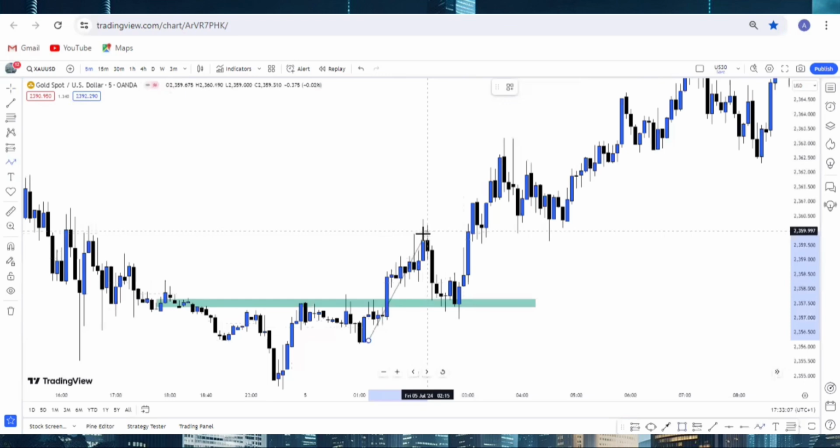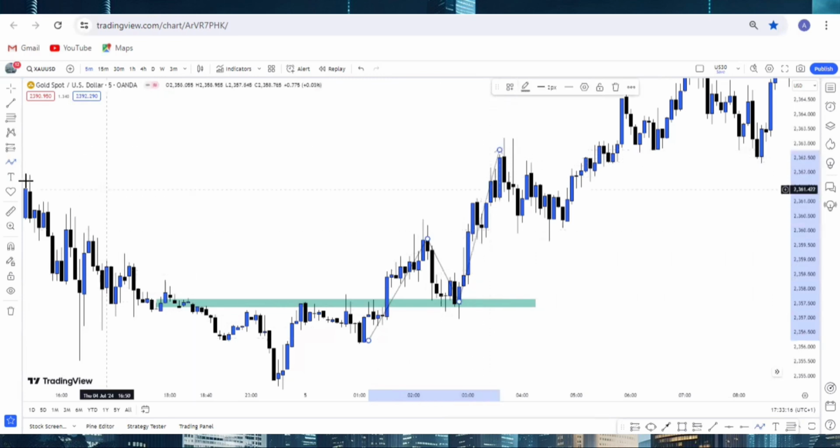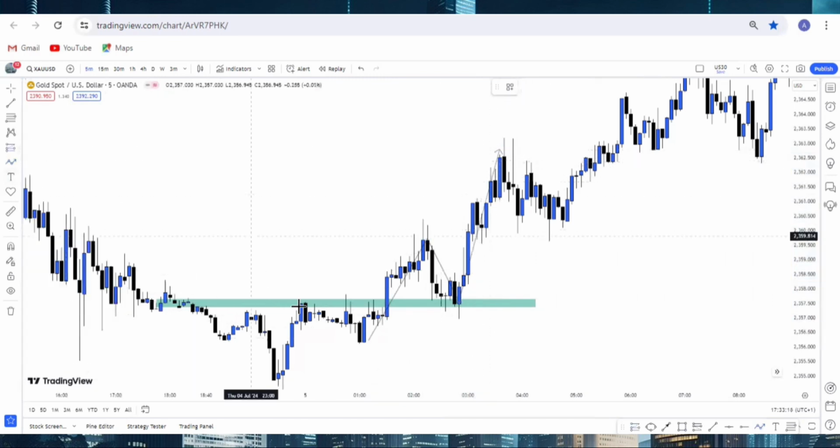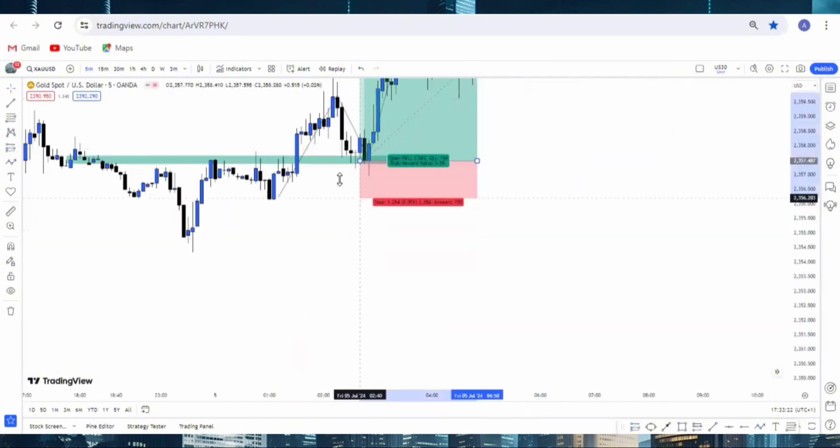We wait for the market to break that support zone, turn it into a resistance, then we look to what? We look to buy. All right, just like this. If you can see, this is a buying opportunity there. When you see your candlestick confirmation, you can see this is a good trade here.